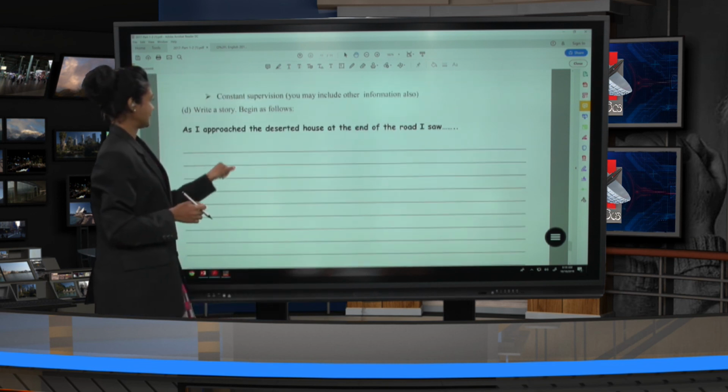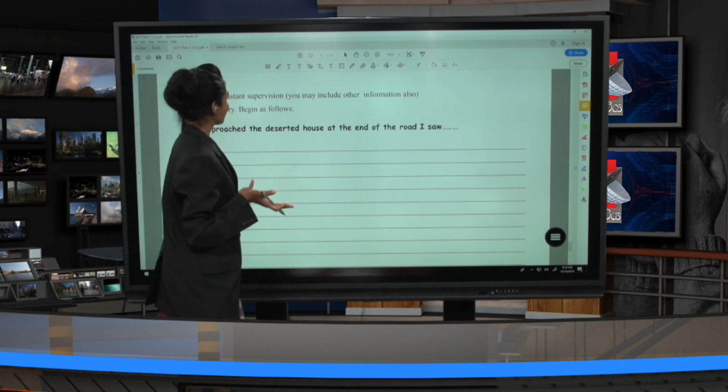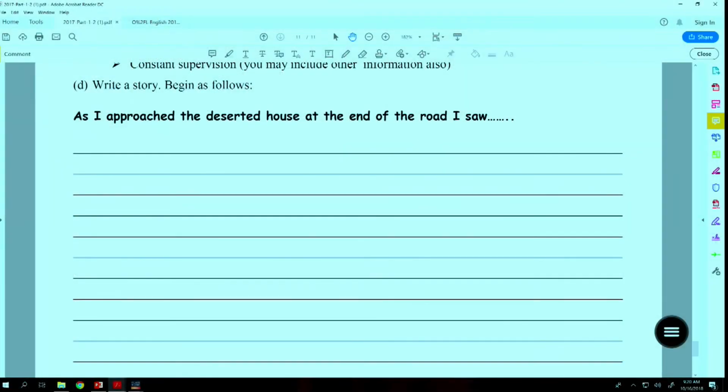Then D, write a story. You can build up a story. Begin as follows. As I approached, it is given in past tense. So you have to build the story in simple past. As I approached the deserted house at the end of the road, I saw, then you can expand it.